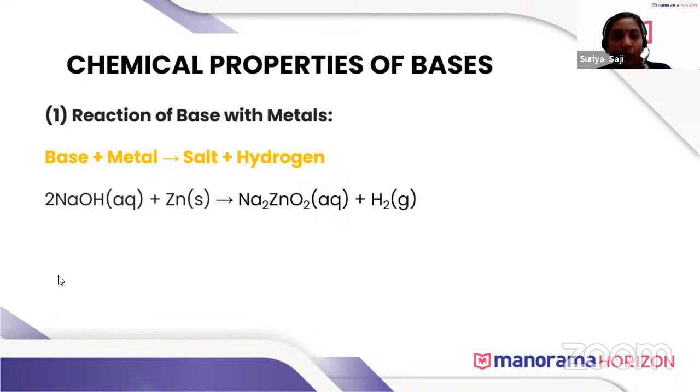Here, sodium hydroxide reacts with zinc to give sodium zincate plus hydrogen. We will get a salt and hydrogen. We have to consider that the product formed is hydrogen. Always we should consider the product formed as hydrogen.